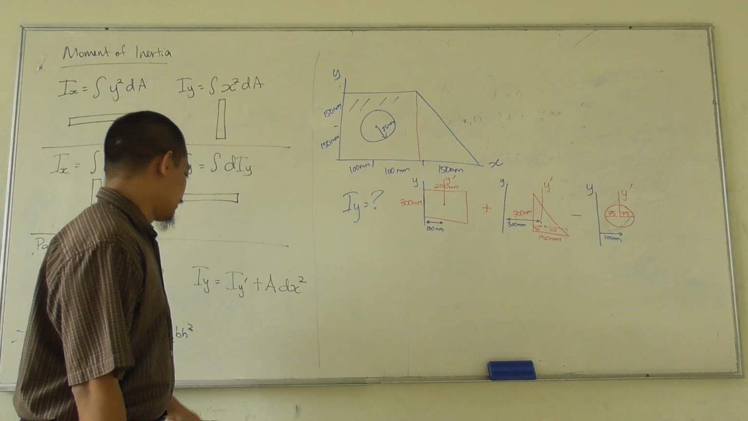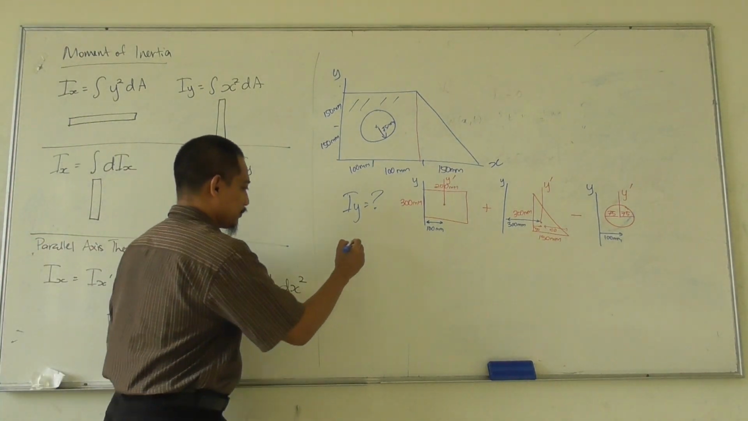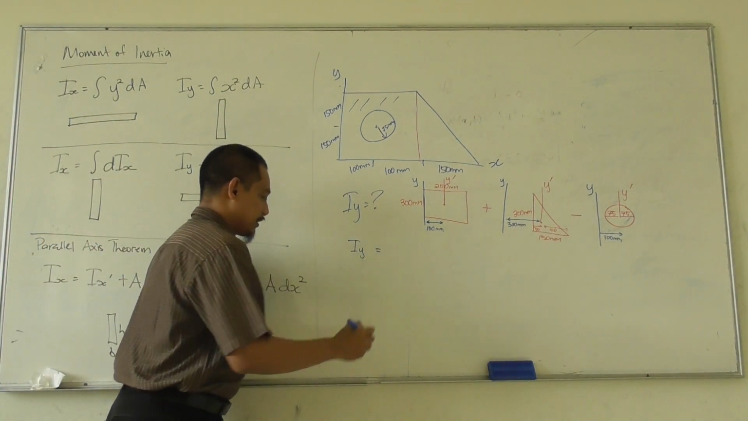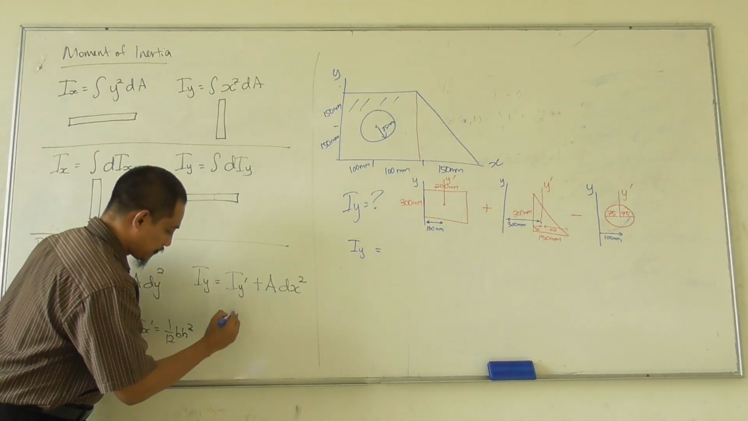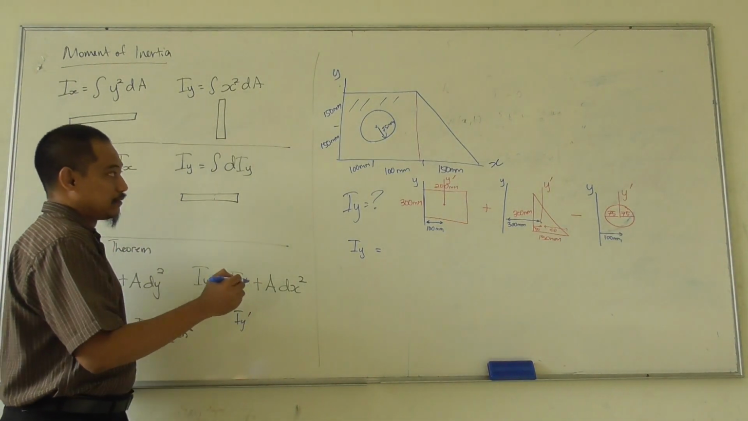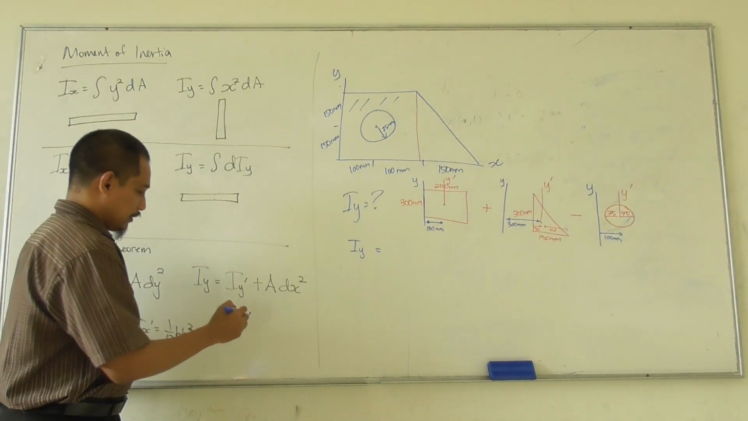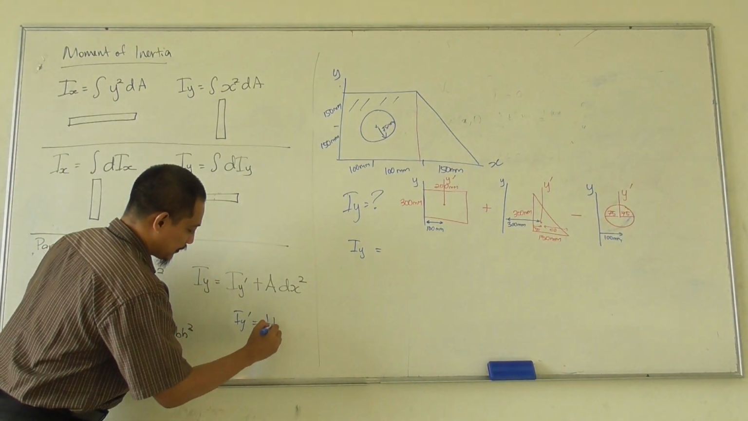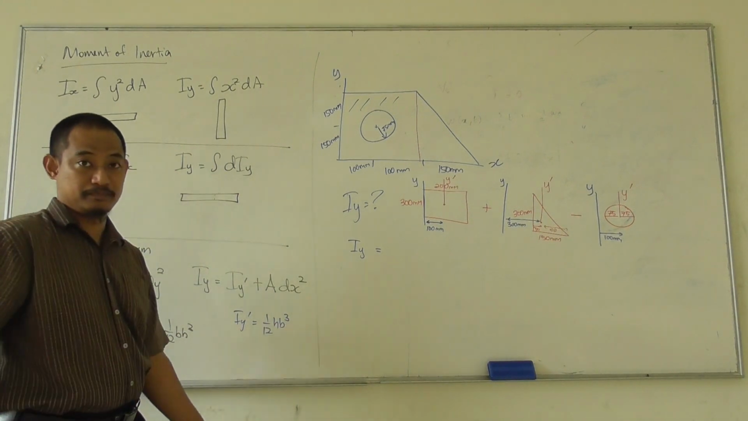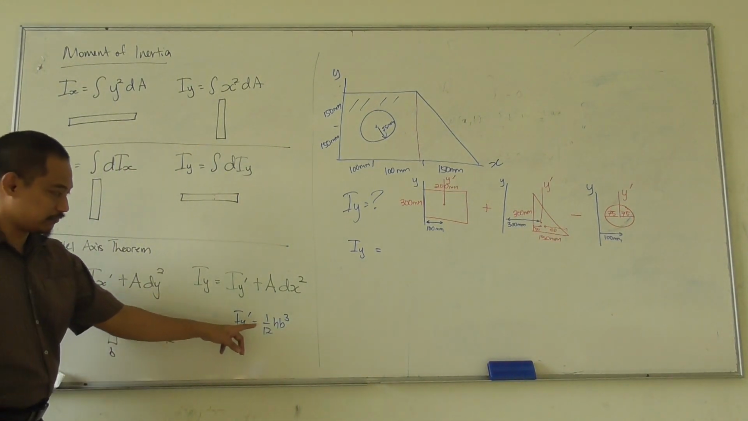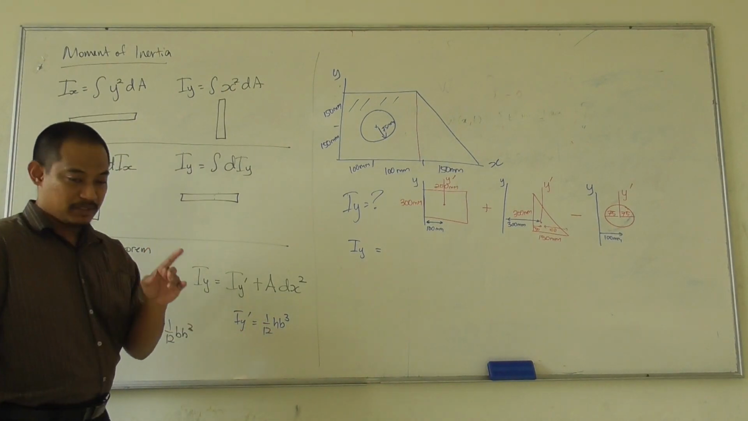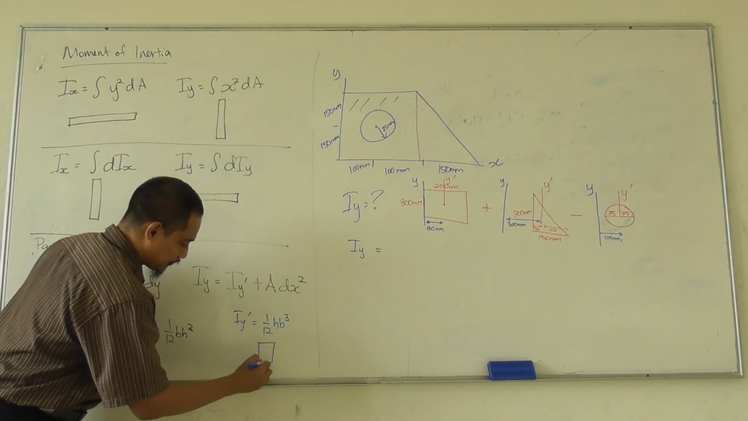Alright, so based on that, we just apply this one straight away. So Iy is basically just Iy prime plus A dx squared. And Iy prime is 1/12 HB cubed, right? Just like this one, 1/12 BH cubed, this one 1/12 HB cubed. Sorry, this one is for what? For the rectangle.